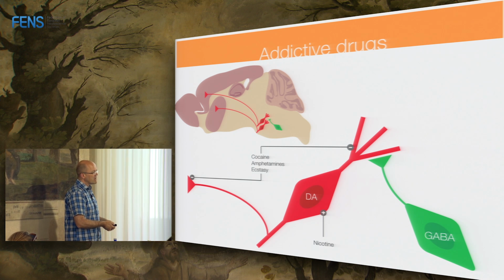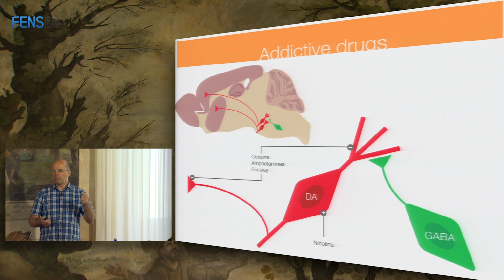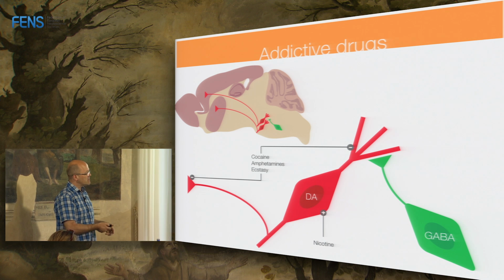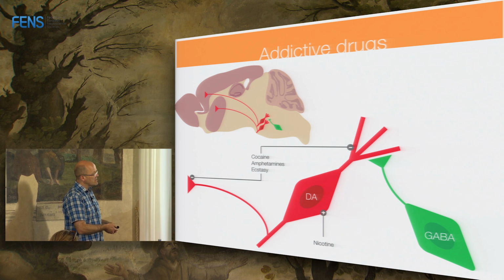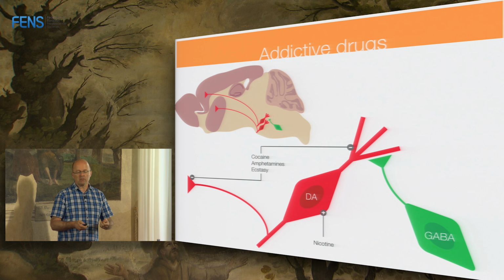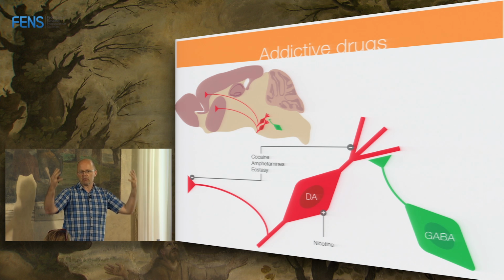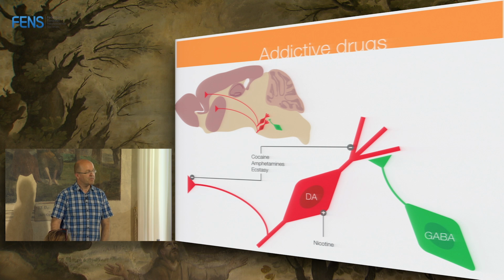And you can see that, for example, nicotine, by the fact that the nicotinic receptors are expressed on the dopamine neurons, can directly activate those neurons, cause release, and that would be the way nicotine increases dopamine release.